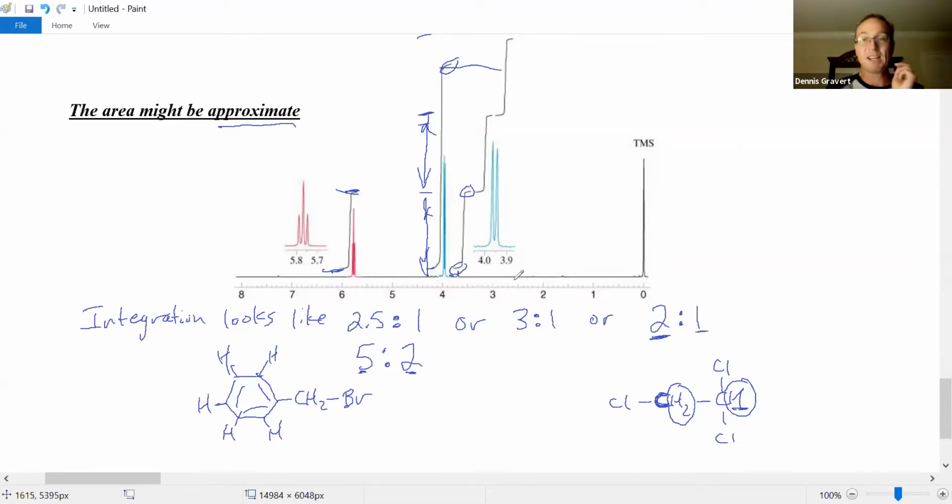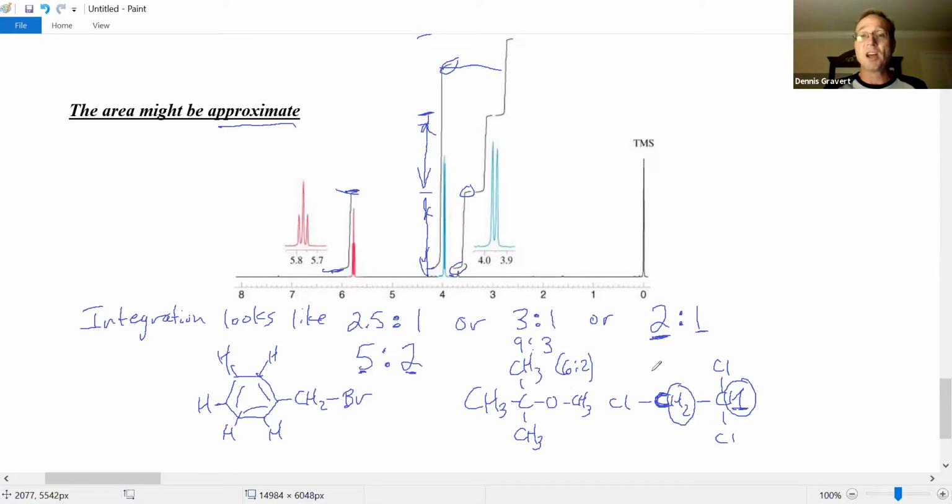Okay, just to reiterate, try to approximate the areas and be flexible. It is possible to have relative areas of 2.5 to 1, 3 to 1, or 2 to 1. The trick is to get the actual chemical formula. This one looked like this, right? Something like that. So this is the 3 to 1. It was actually 9 to 3. It could have been 6 to 2. I have to find a different molecule that says 6 to 2, but this one's 9 to 3.